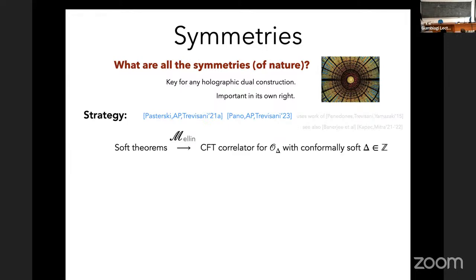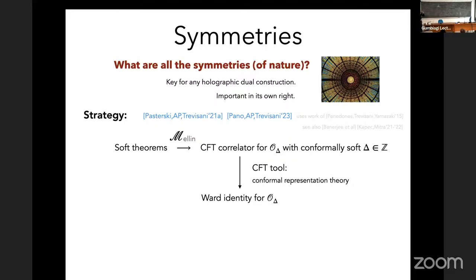So what we wanted to do was start with the soft theorems, write them in this boost space, where we have correlation functions of operators with special conformal dimensions. And then we want to run CFT machinery. So these operators are special. We want to classify what are all the Ward identities for these operators, because that is related to symmetries. And the tool that you use there is conformal representation theory.